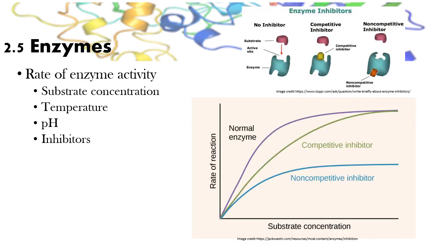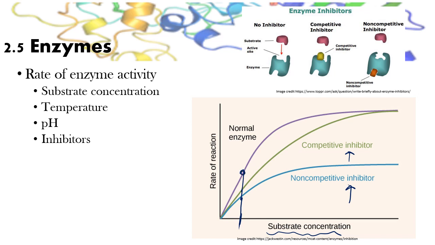This graph is showing us how substrate concentration can affect how much a non-competitive inhibitor and a competitive inhibitor might change the rate of reaction. So let's say that I've got just a little bit of substrate here. The non-competitive is going to slow things down, competitive is going to slow things down, and then here's my normal enzyme working pretty quickly.